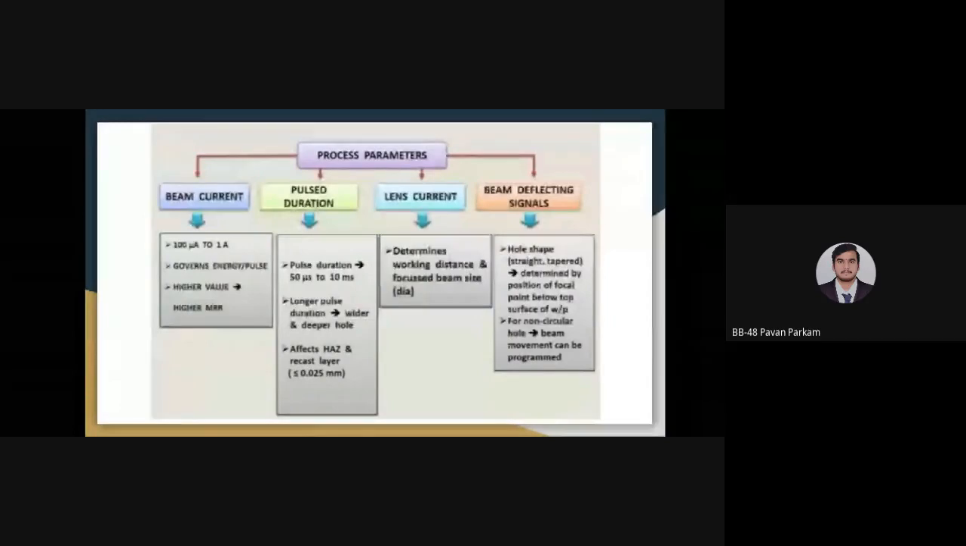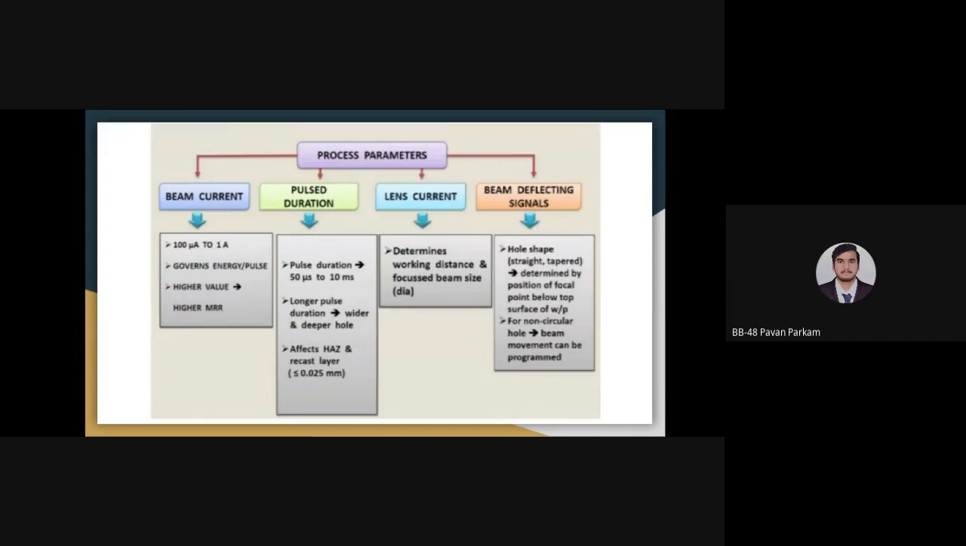Now, second, pulse duration. The duration of this pulse varies from 50 microseconds to 10 milliseconds. So a longer pulse duration will generate wider and deeper holes. If we keep this pulse for a long duration of time on your workpiece surface, obviously it will generate a wider shallow hole, but deeper holes.